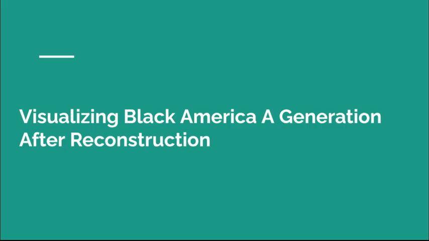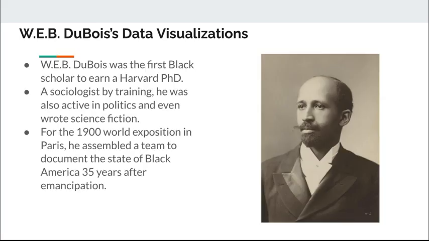So, the first example I wanted to give comes to us from W.E.B. Du Bois, who was the first Black recipient of a doctoral degree from Harvard. He got his doctorate in sociology, but his long career also touched on politics and even sci-fi writing. He actually wrote a science fiction story. And so this example I call Visualizing Black America, a Generation After Reconstruction.